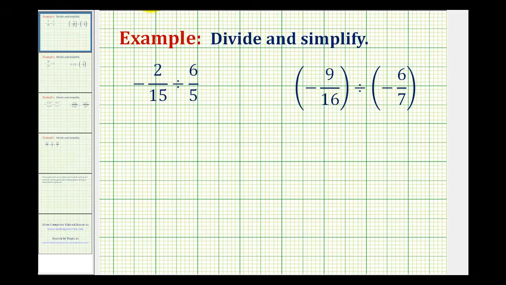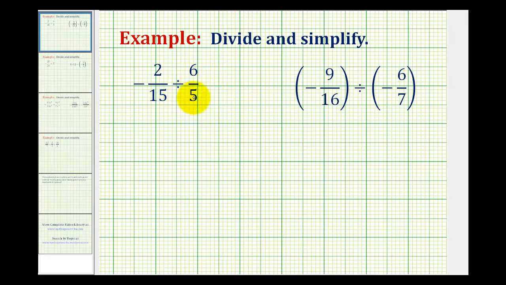Now we'll take a look at two examples of dividing signed fractions. Here we have negative 2/15 divided by 6/5. So the first thing we should notice is we have a negative divided by a positive, so this quotient will be negative. Next, we normally write all division problems as multiplication problems.